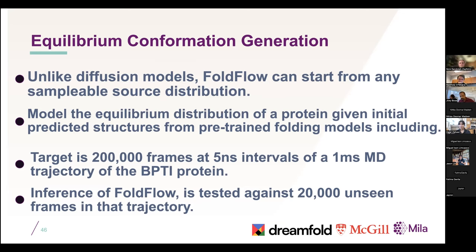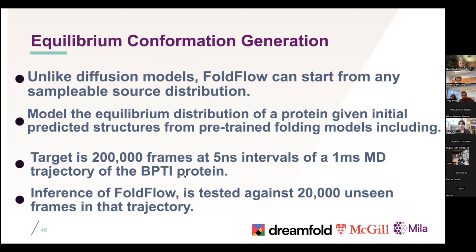So what is an example of this? If you want to do equilibrium conformation generation, we can model the equilibrium distribution of a protein given its initial predicted structures from a pre-trained folding model, like OmegaFold, ESMFold, whatever have you. The idea is that we can have as our target 200,000 frames, which are sampled at 5 nanoseconds using actual MD simulations. In our case, we use a specific protein, BPTI.